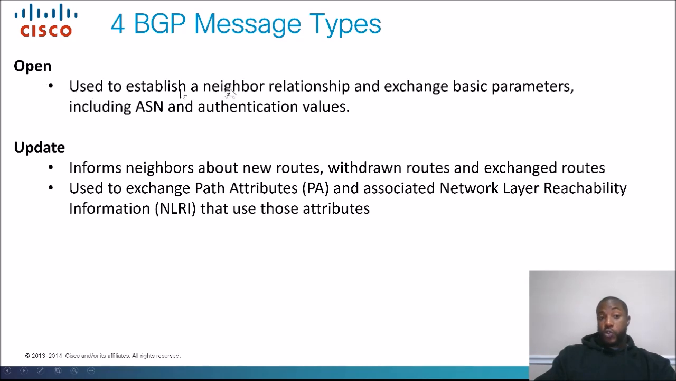Open is used to establish a neighbor relationship and exchange parameters. This is similar to the BGP neighbor states, but these are just the messages that are being sent along with the TCP/IP header. It includes the ASN and authentication values such as password. Update informs neighbors about new routes, withdrawn routes, and exchanged routes. We could do a debug IP BGP to see all of this stuff. I'm not going to read all this to y'all, but it's basically open, update, right?